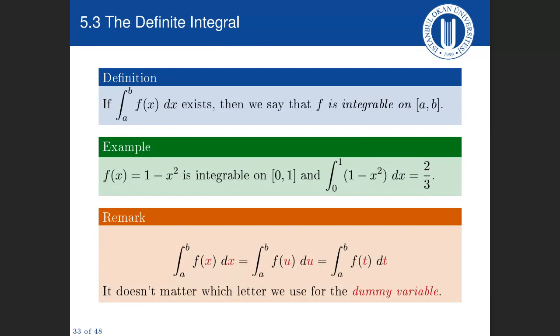And let me just remark that it doesn't matter which letter we use. The integral from a to b of f of x dx is the same as the integral from a to b of f of u du, and that's the same as the integral from a to b of f of t dt. The variables in red are called dummy variables because it doesn't matter which letter we use here.